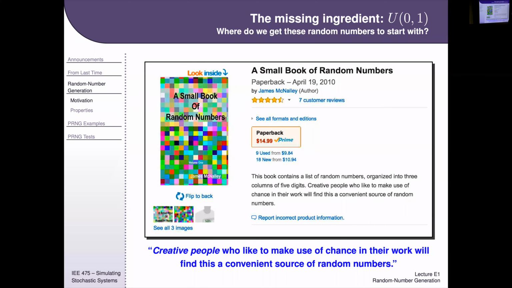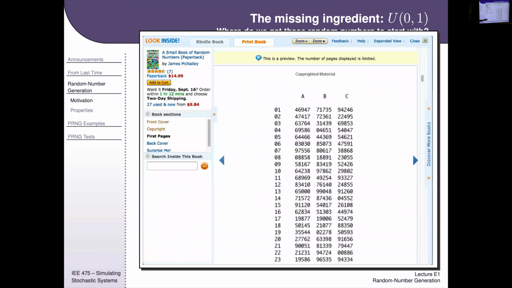Now, how have people done it back when computers were a little slower? Well, this is in part a little bit of a joke, but this is realistic. You can go to Amazon and search for a small book of random numbers, and there's this book for 15 bucks, and it has this quote: creative people who like to make use of chance in their work will find this a convenient source of random numbers. What's inside it? You can look inside the book, and here are some previews. So these are what pages of this book look like, just rows and rows of random numbers that you can then reformat however you'd like.